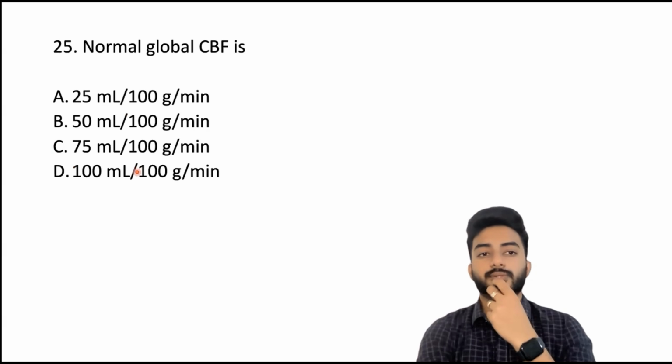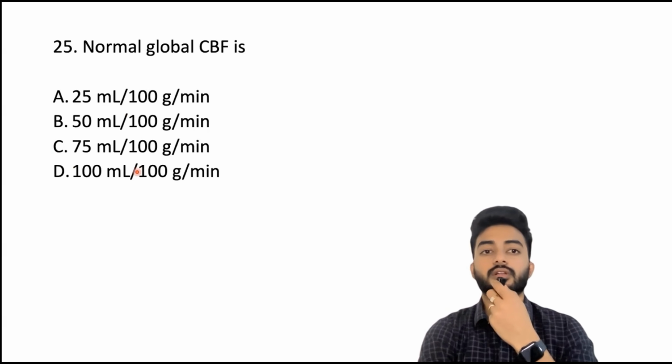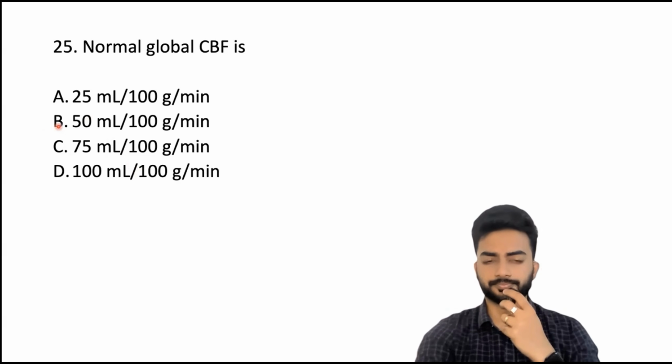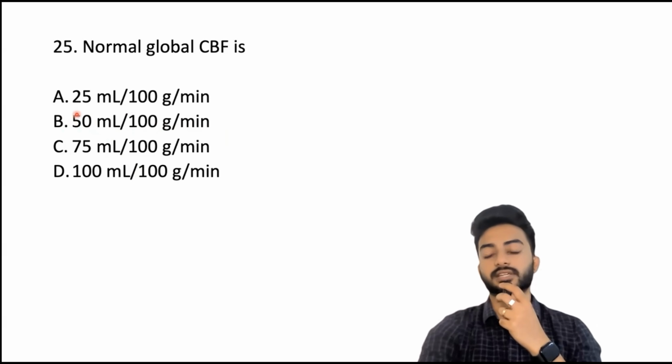Coming back to the question, 25th question. The normal global CBF is dash. Option A, 25 ml per 100 gram per minute. Option B, 50 ml per 100 gram per minute. Option C, 75 ml per 100 gram per minute. Option D, 100 ml per 100 gram per minute. It's a direct answer: 45 to 55 ml per 100 gram per minute. So the normal global CBF, option B, 50 ml per 100 gram per minute, is given here.